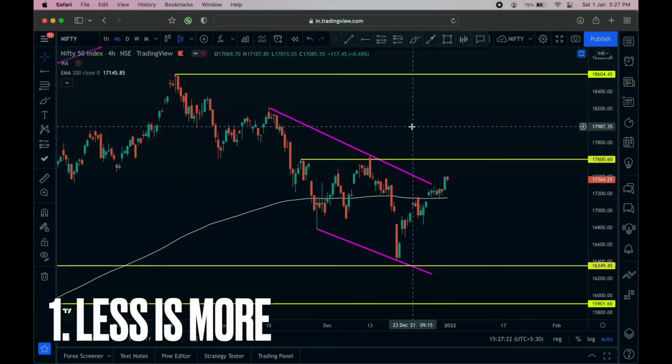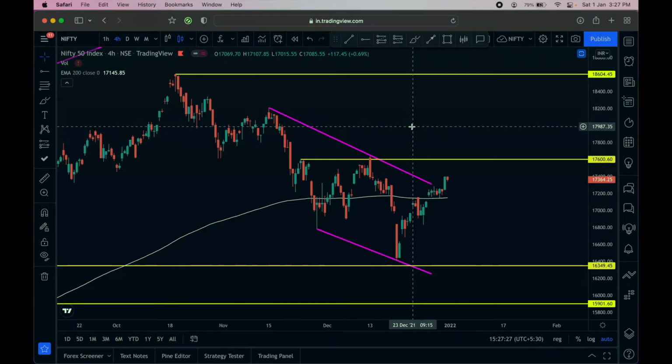Now, my first tip would be less is more. When I was first starting out my trading journey, I used to mark every bit of support and resistance level I could find. And instead of helping me, on the contrary, it made my charts look messy. And most of the time, the support and resistance levels that I marked would not work out as well.